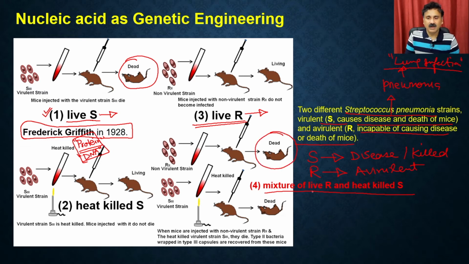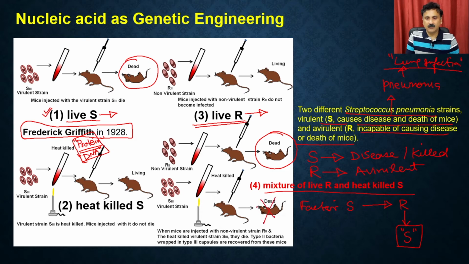So he concluded that there is a factor which was present in the S strain, and that factor was transferred to the R strain, and that's how the R strain got converted into S strain. When he injects the R strain on its own, it does not kill the mice, and the heat killed virulent strain does not cause death either, but when he mixed them and injected them into the mice, he found that the mice are dead.